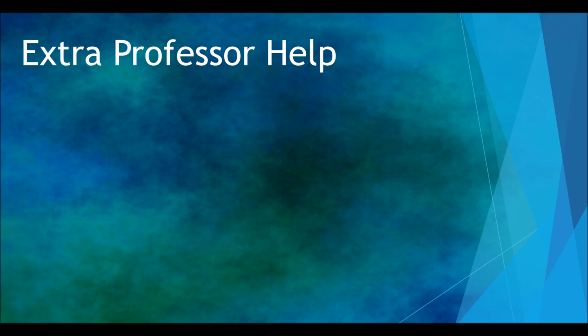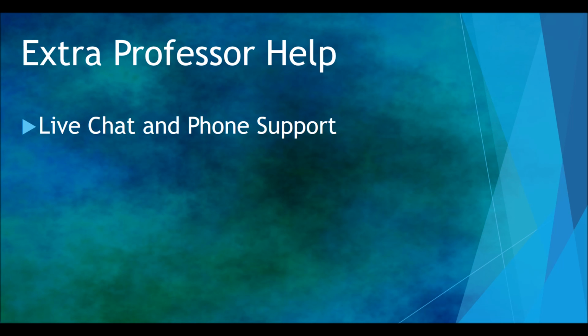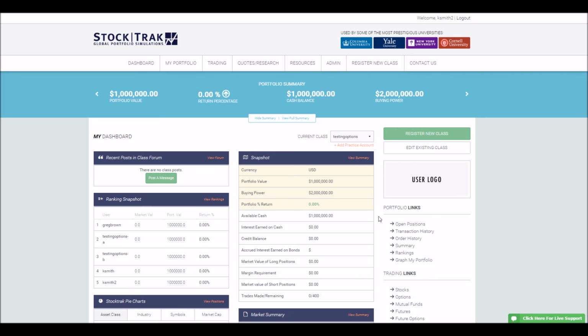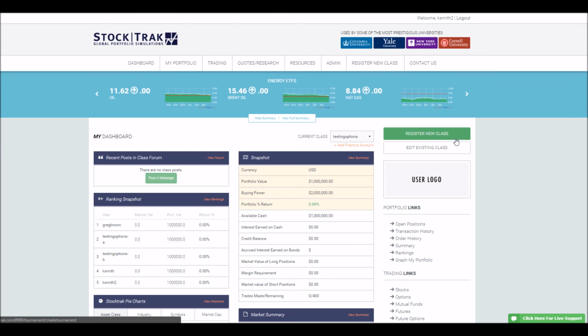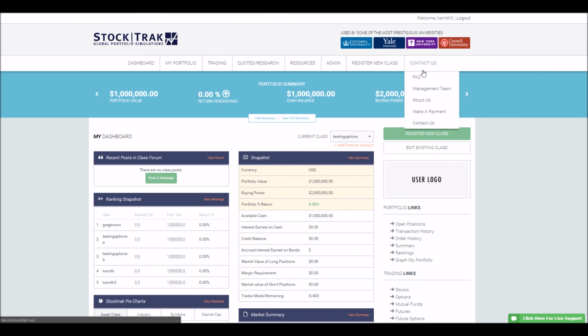We also have some more tools for professors. We give all professors live chat and phone support. You can find the live support at the bottom right of most pages, and if you need to contact us, you can find our toll-free number under Contact Us on the main menu.